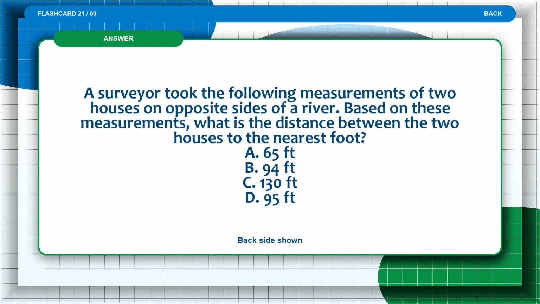The answer is, a surveyor took the following measurements of 2 houses on opposite sides of a river. Based on these measurements, what is the distance between the 2 houses to the nearest foot? A) 65 feet, B) 94 feet, C) 130 feet, D) 95 feet.